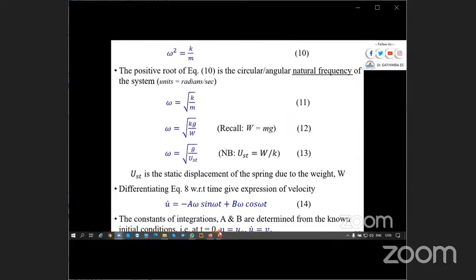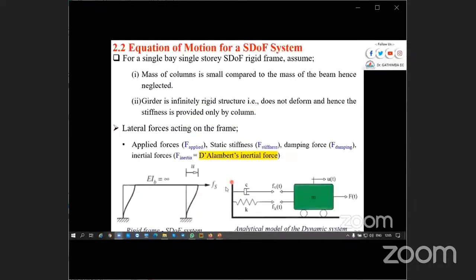at T is equal to 0, U is equal to U naught, and the velocity is equal to V naught. So there is an initial displacement U naught, and the initial velocity. Immediately we release our structure, there is that initial velocity. It could be 0, it could be 10, but this force should not confuse you when we come to analysis of forced vibration. For forced vibration, it means the application of the load is taken into consideration during the analysis of our motion.